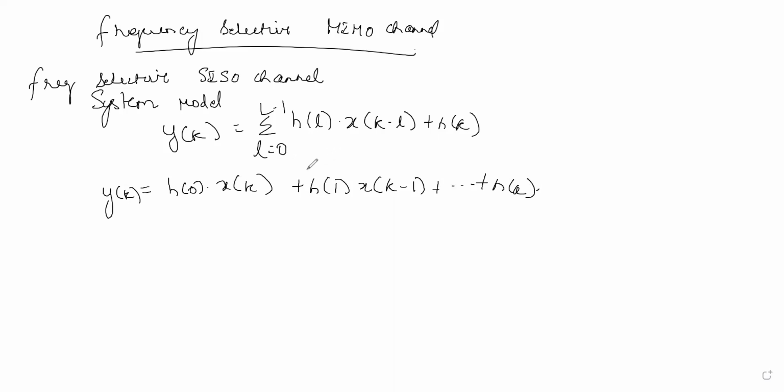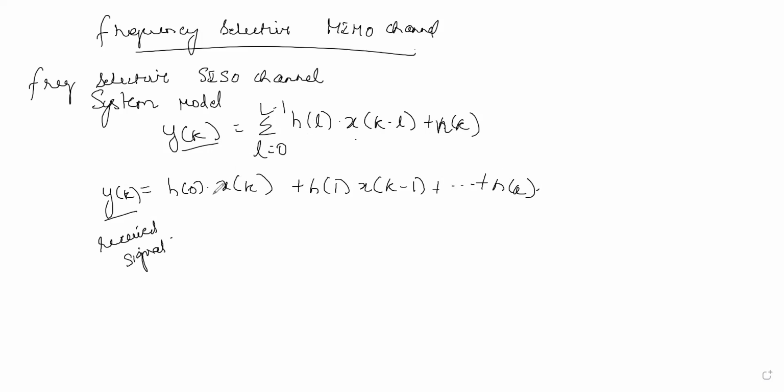Here, this is the channel coefficient h of l. This is the transmitted signal and this n of k is the noise. So this is what is received. y of k is nothing but the received signal.